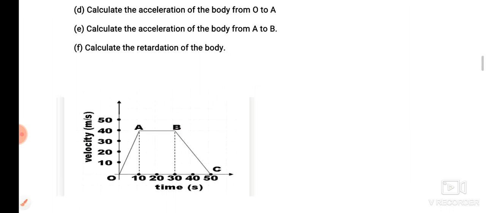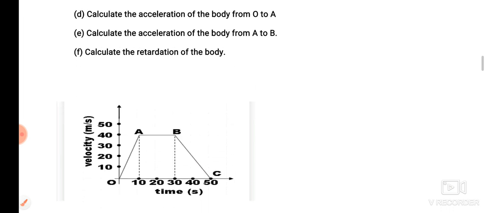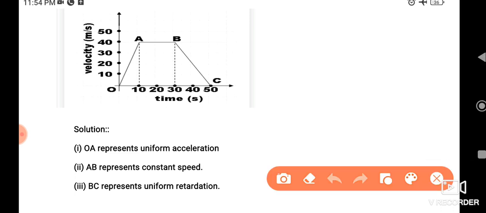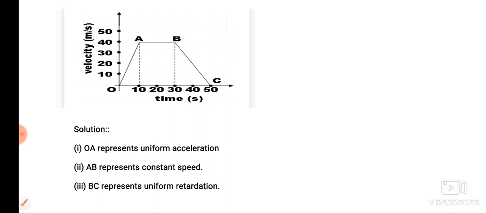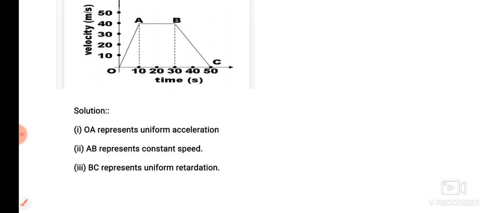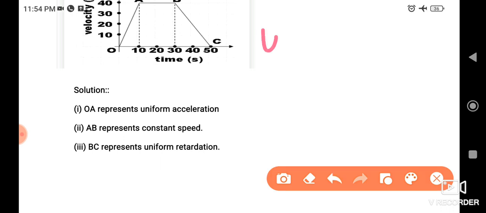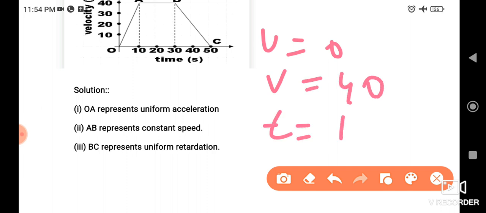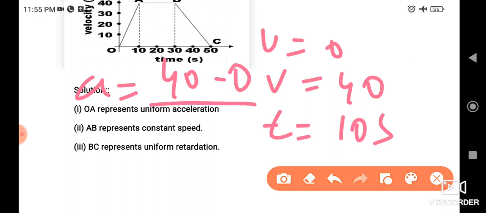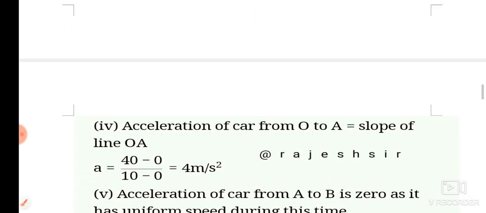Next question, calculate the acceleration of the body from A to O. So it is also very simple, we have already done it above. From A to O, if you want to calculate the acceleration, the initial velocity u is 0, v is 40, and time is 10 seconds. So you put in the formula a equals v minus u by t, that is 40 minus 0 upon 10, so it will be 4 meter per second square. You can see the answer out here, 4 meter per second square.